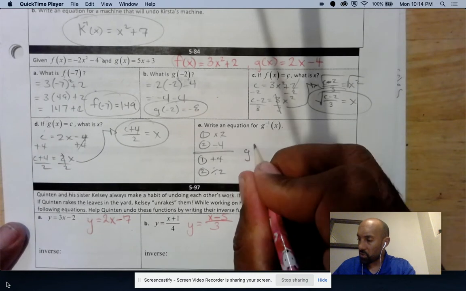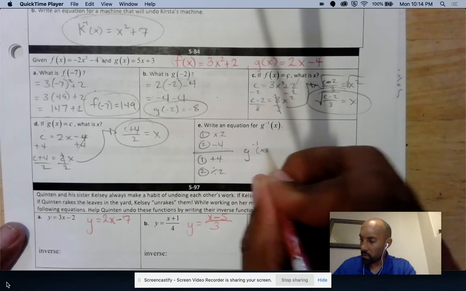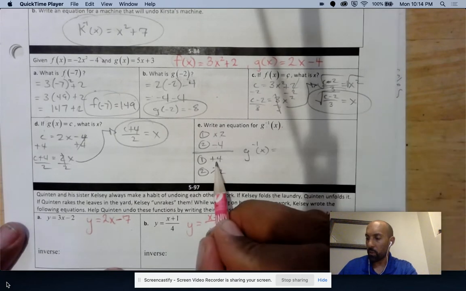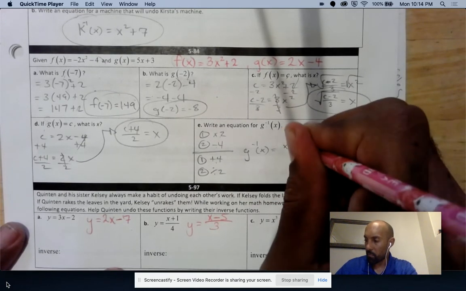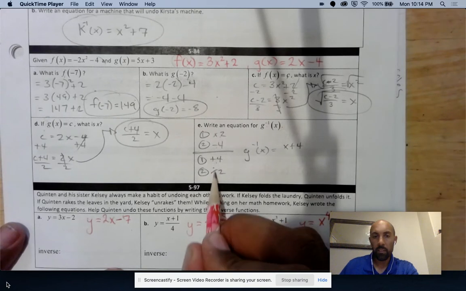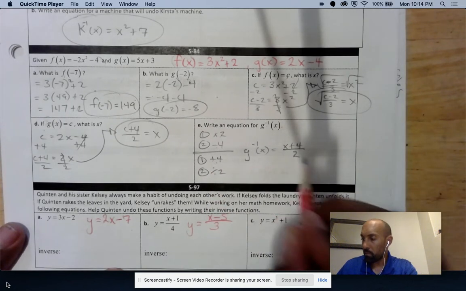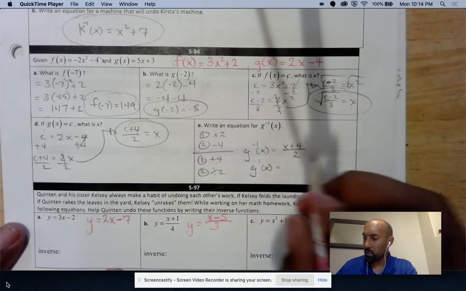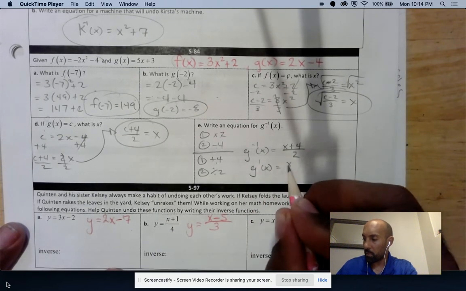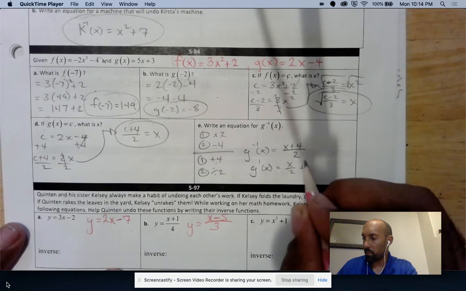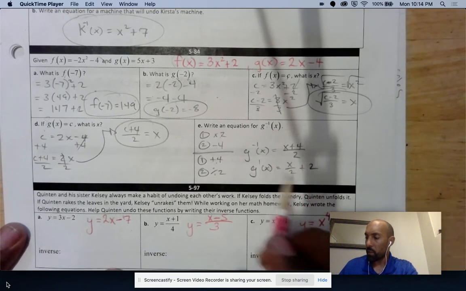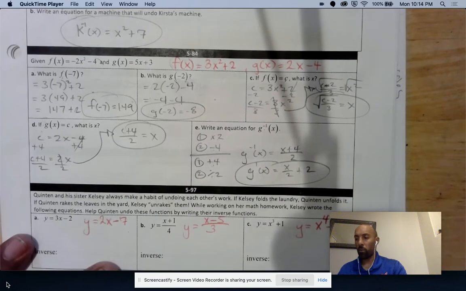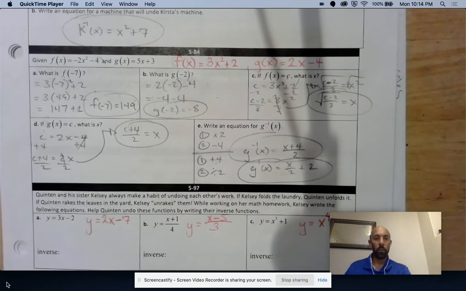So that means g minus 1 of x is going to be equal to, first, x plus 4. I'm going to add 4 to x. Then I'm going to divide everything by 2. Another way I can write this, which would be acceptable, is to divide both of these terms by 2, and I get x over 2 plus 4 over 2, which is 2. So in case I needed to graph it for whatever reason, I can put it in that form, or I can leave it in that form.